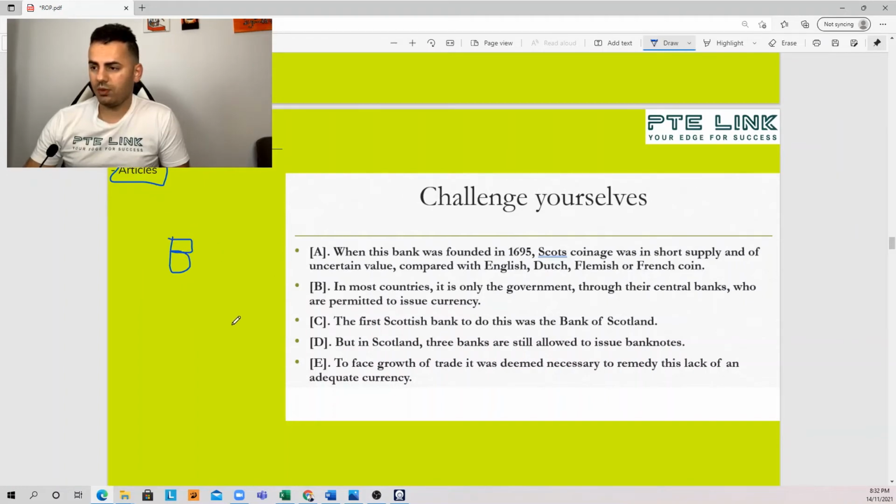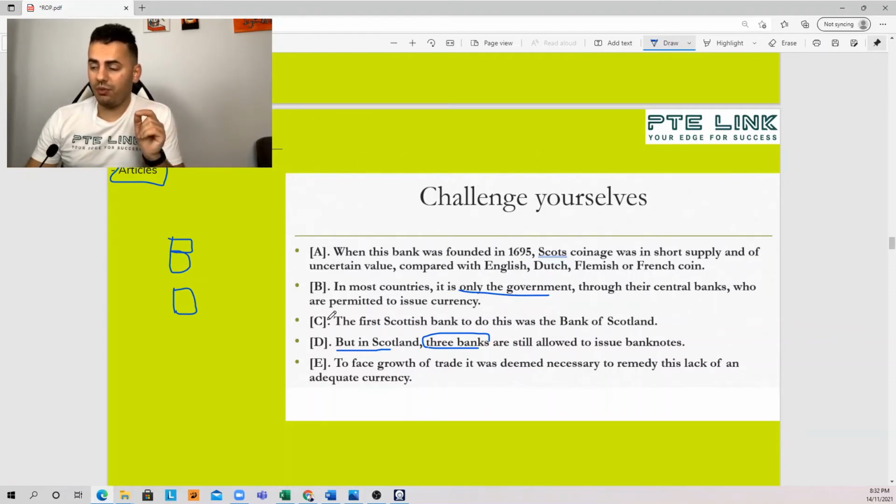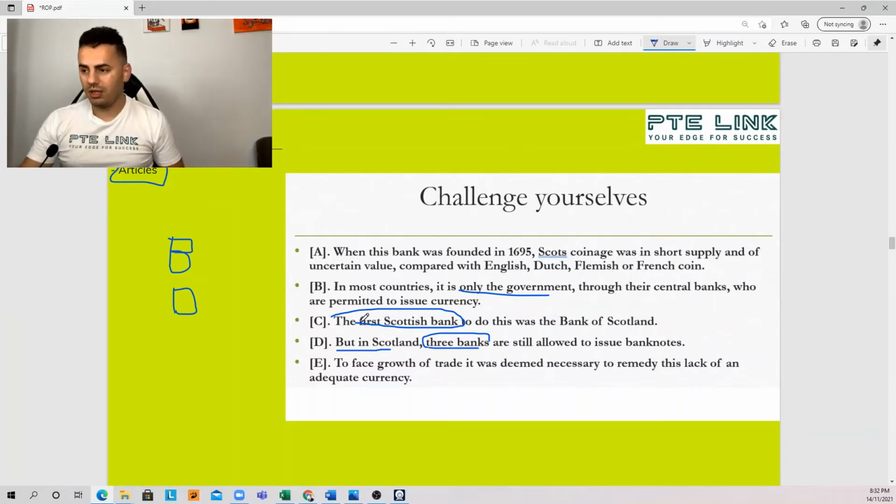This sentence will be followed by D. So it's only the government through the central bank, but we have an exception. This exception is in Scotland, where three banks are still allowed to issue banknotes. Now you have to take the lead from D. Three banks, this is general, we're talking in general. After this, they said the first bank to do this. So it was three banks, general. Now they're moving to something more specific, the first bank. So that's why C comes after.